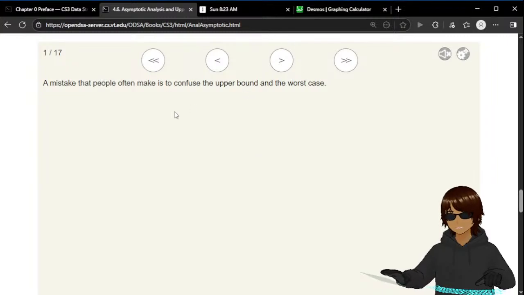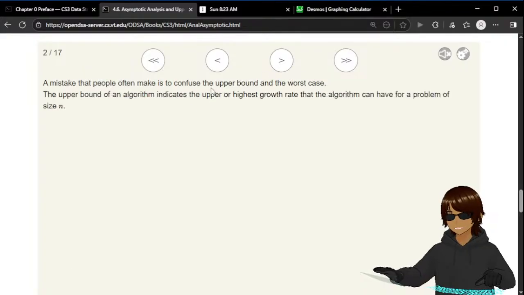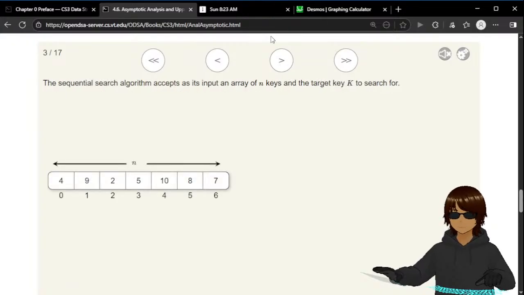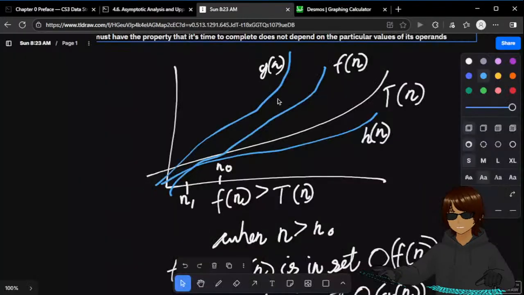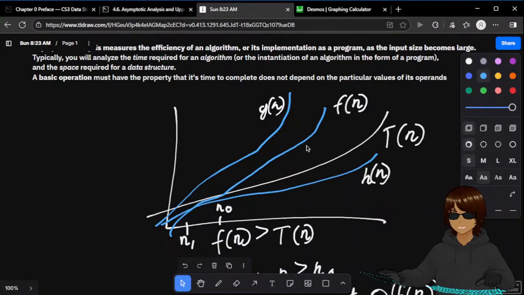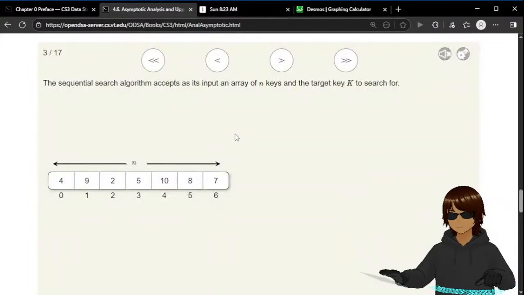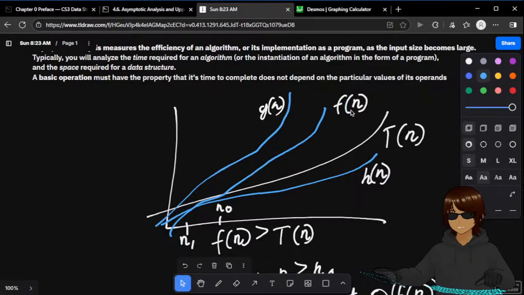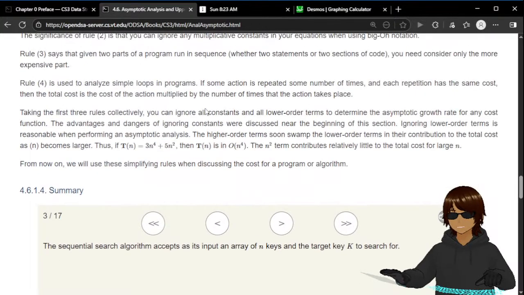A mistake that people often make is to confuse the upper bound and the worst case. The upper bound of an algorithm indicates the highest growth rate that an algorithm can have for a problem of size n. Upper bound is like the graph above Tn, which it cannot surpass. So both f of n and g of n are in big O.